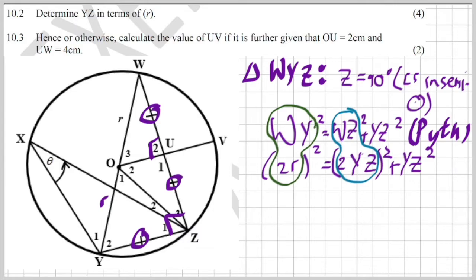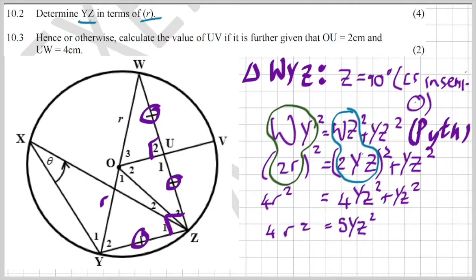Now, at this moment of time, ladies and gents, I want you to understand, I'm not just randomly throwing in things. I'm looking at where I want to go. I only want YZs and R's in my sum. I don't want anything else. That's why I'm manipulating it like that. So all I'm going to do now is square out my brackets. So that is 4YZ squared plus YZ squared, and that is equal to 4R squared.